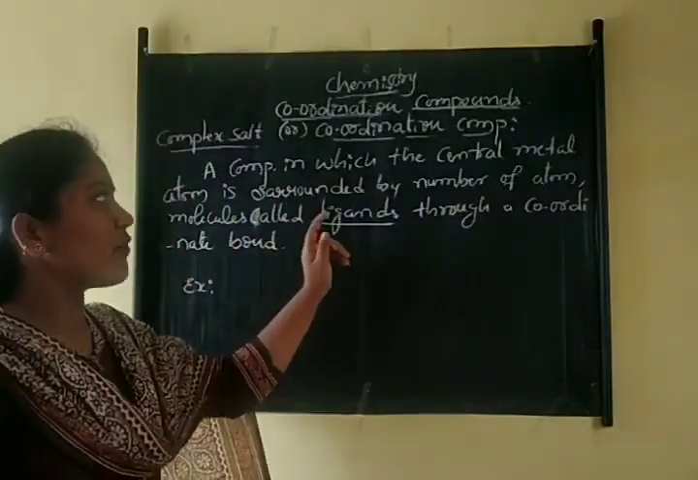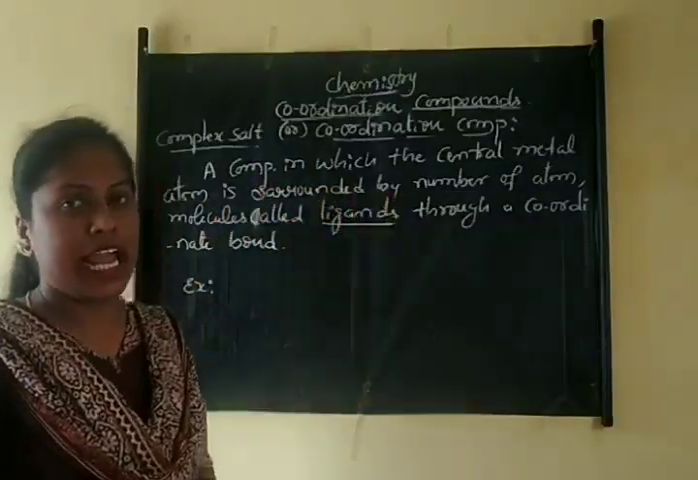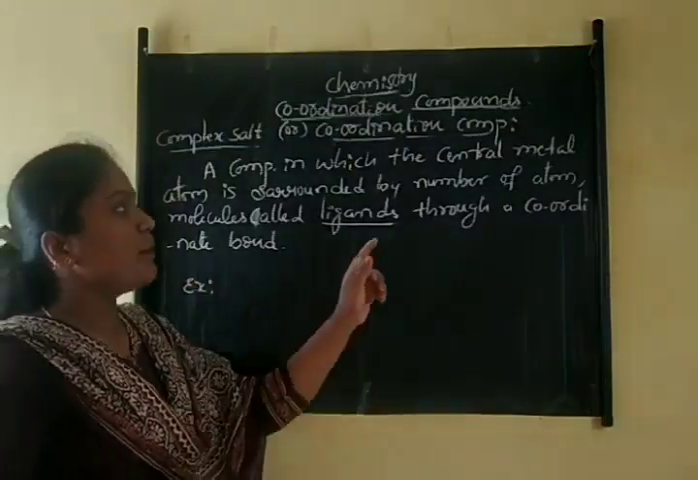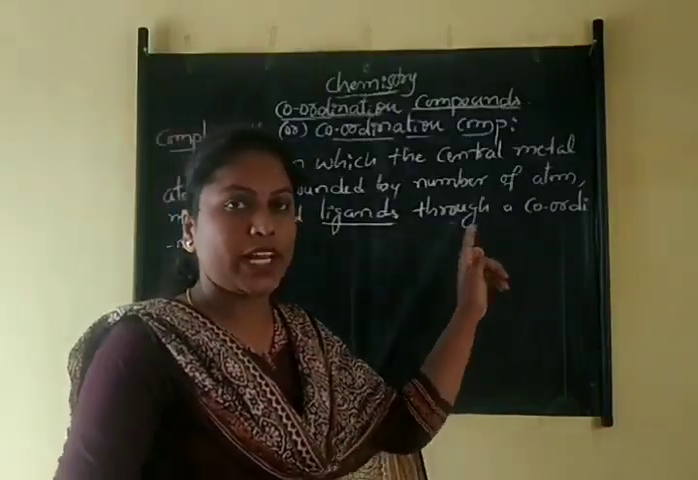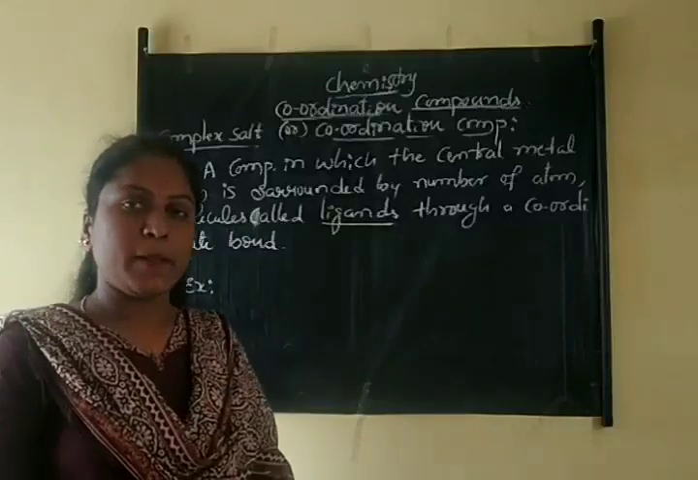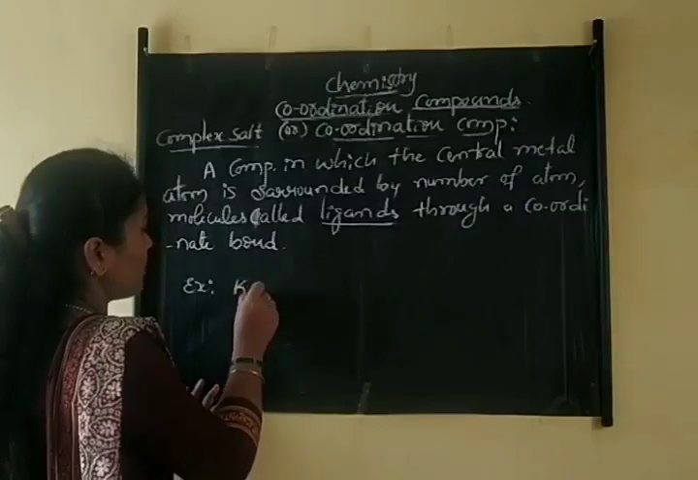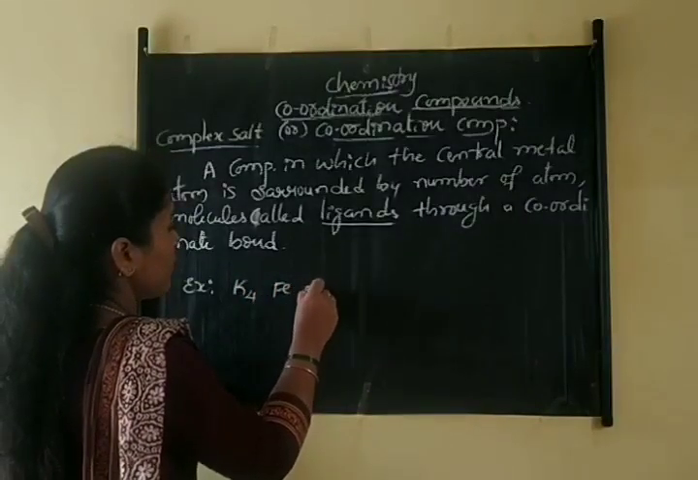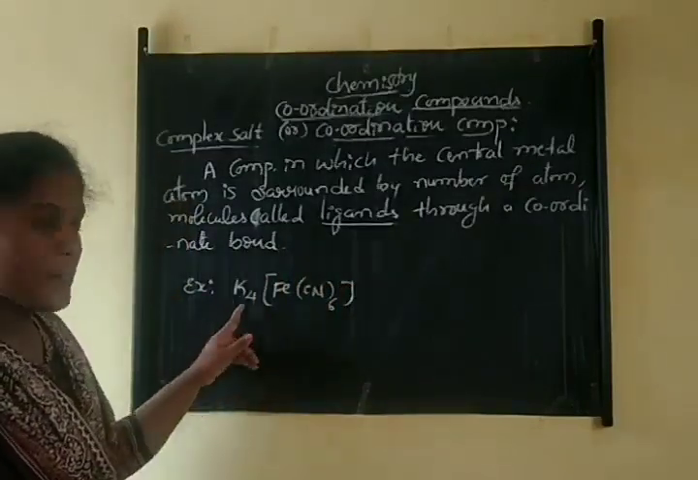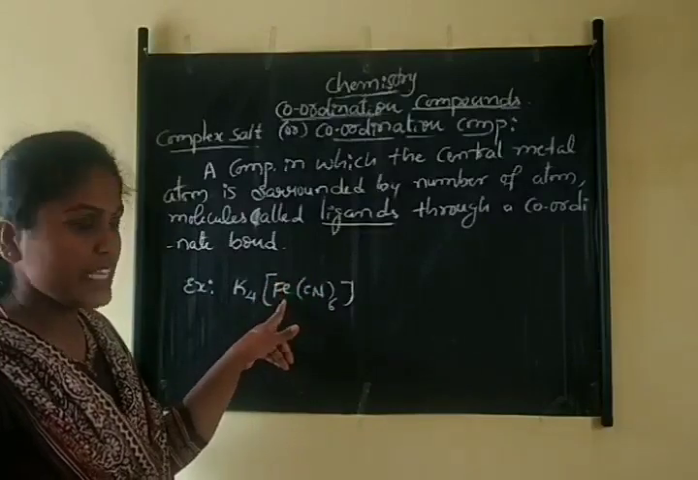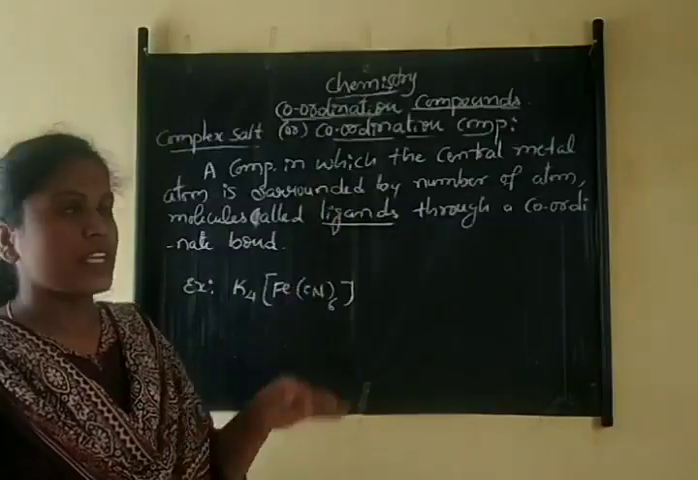One more definition for coordination compound is a compound in which the central metal atom is surrounded by a number of atoms or molecules, called ligands, through a coordinate covalent bond. The example is K4[Fe(CN)6], potassium hexacyanoferrate, which is an example of a coordination compound.